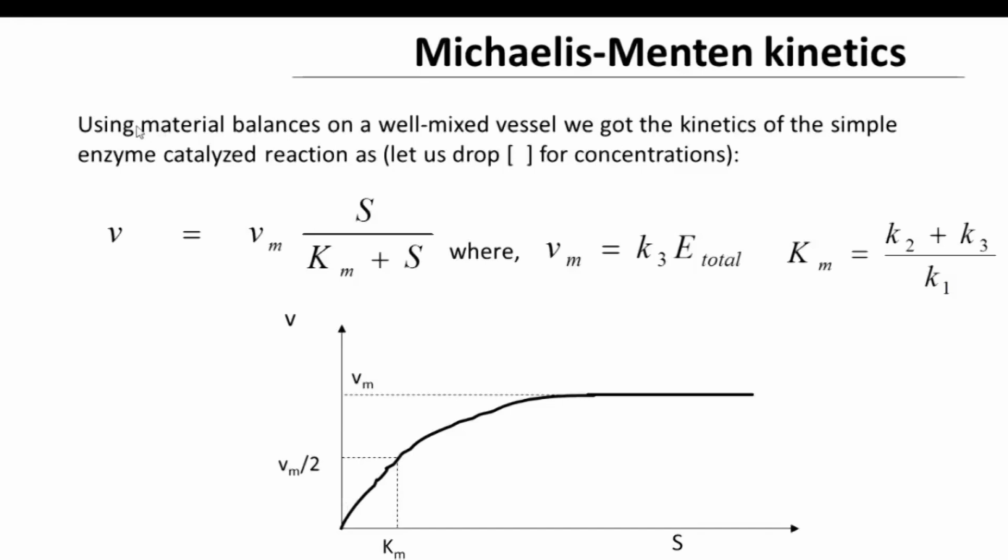Since it's the same form of the equation, the same kind of interpretations can be drawn. Vm is the maximum rate. The rate increases and then asymptotically attains the maximum rate Vm, and if we replace Km with S, then we get V equals S by 2S, therefore Vm by 2. Therefore, Km is nothing but the substrate concentration at which we get the half maximal rate, same as the Monod equation interpretations.